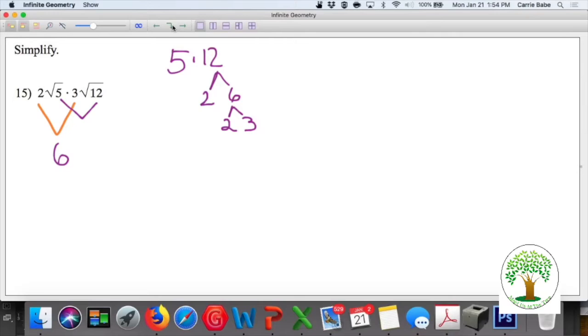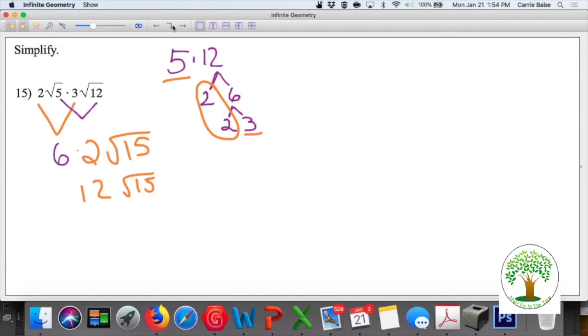All right, are there any doubles to come out? I heard 2s. This 2 here, right? What's going to be left on the inside? A 3, I agree. And what else? And a 5. Those 2s will come out as a single 2. And I'll have 15 on the outside. So I got 12 square root of 15.